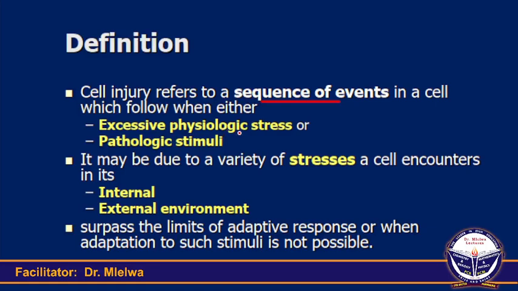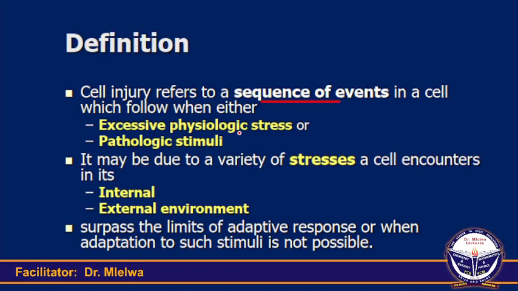So excessive physiological stress, let's say cell ilikuwa inahitaji kiwango fulani cha hormone, then the cell is given large amount of hormone as compared to the required. That means what will happen? The cell will overfunction na kule kufanya kazi kupita kawaida, then finally the cell will die because some of the activities will not be able to be regulated as usual.